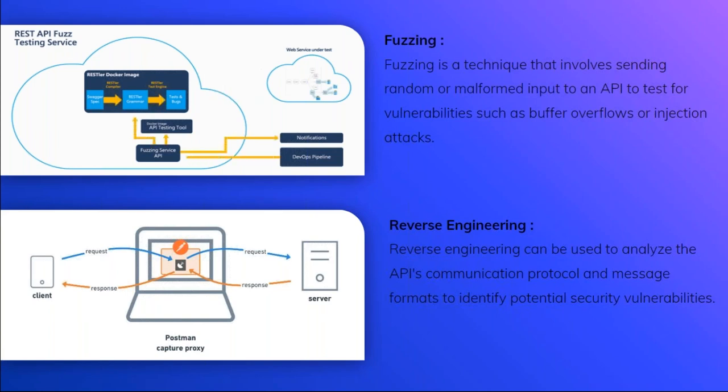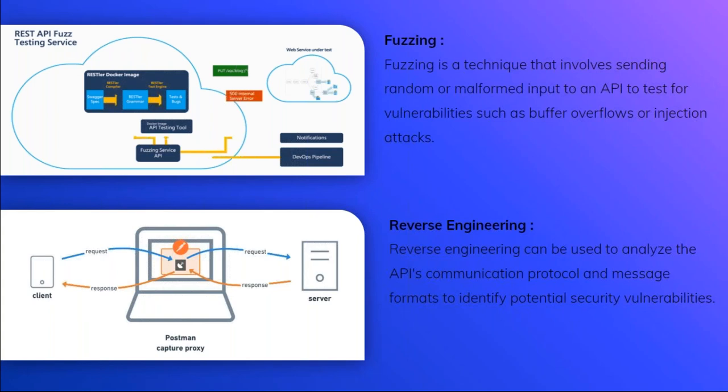There are several tools available to assist with API reverse engineering, including decompilers, debuggers, and packet sniffers. These tools can help developers and researchers analyze the structure and behavior of an API and identify potential security flaws. One of the primary benefits of API reverse engineering is that it can provide insights into how an application API works, which can help developers build more effective integrations and applications. Additionally, by identifying vulnerabilities in an API, security researchers can help developers improve the security posture of their applications.